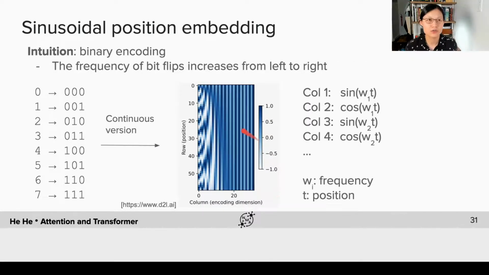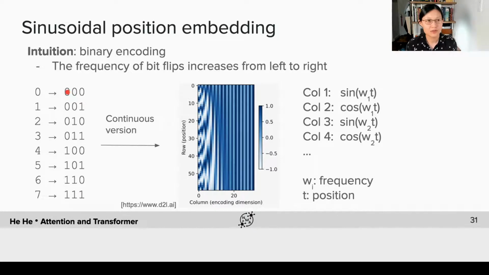Okay, how do we encode the positions? There are many different implementations, but today we'll introduce the specific sinusoidal positional embedding, which is used in the original transformer paper. The intuition of using sinusoidal functions comes from binary encoding. So let's consider the simple task of encoding the integers from 0 to 7, which represent the indices of the words in the sequence. We want to encode these indices into a binary code.